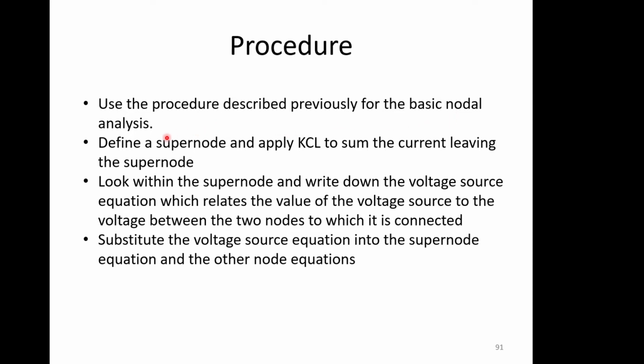The trick is just identifying there is a supernode and then knowing that you can deal with it as a supernode. So we apply KCL to sum the current leaving the supernode, and then we look within the supernode and write down the voltage source equation, which relates the value of the voltage source to the voltage between the two nodes to which it's connected, which is normally just the value of the voltage source. And we'll see how we do that in practice. It sounds complicated, it's actually very easy. Substitute the voltage source equation into the supernode equation and the other node equations, and then we can solve it.